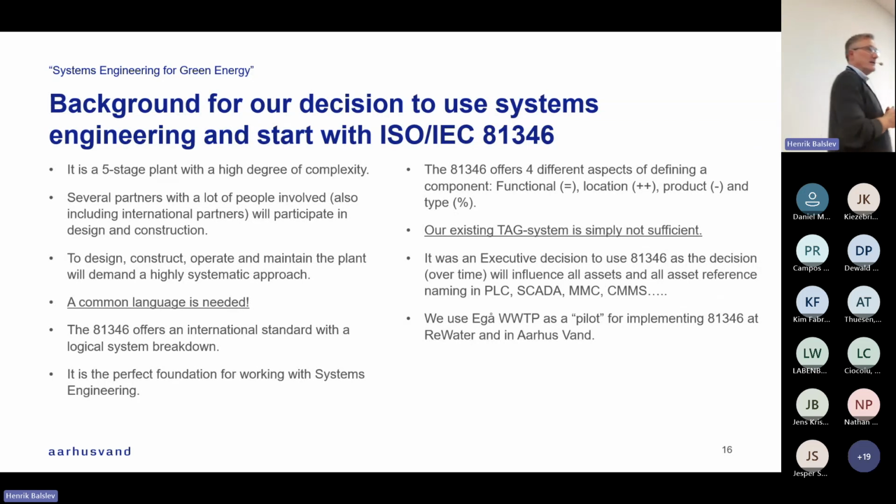And it was actually an executive decision here in the company to go in that direction because, okay, we can do this large plant, but we have 4 plants, and in the future we have 2 plants, and then we have 200 pumping stations, and we have 10 waterworks, and we have a lot of pipelines. And so if we decide to do this on ReWater, then it has some implication on the rest of the business. So that's why it was an executive decision to do it.